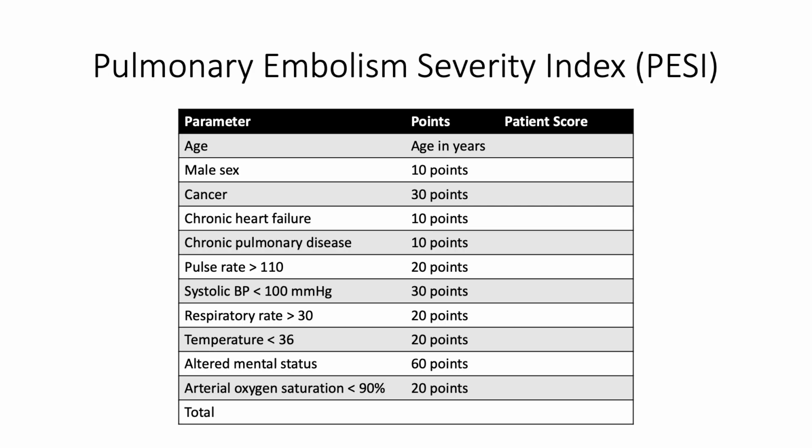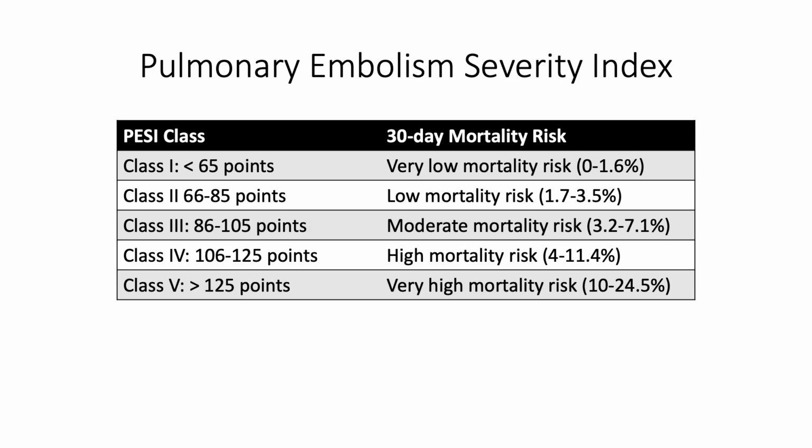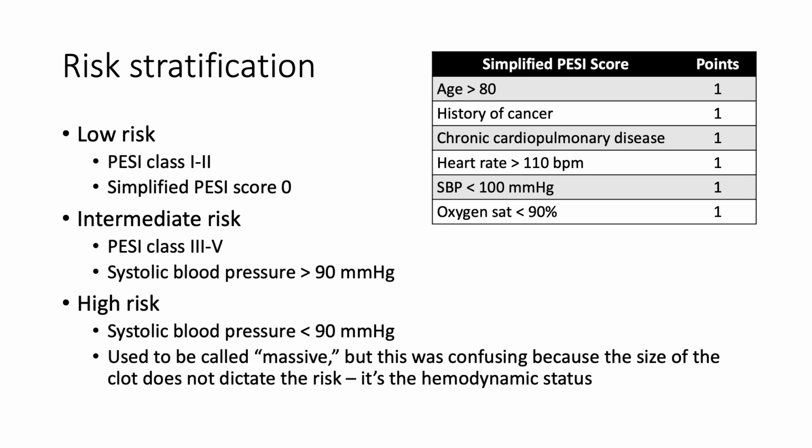Once you've diagnosed someone with a pulmonary embolism, the next step is to risk stratify them. And the first step in that is the Pulmonary Embolism Severity Index, or PESI score. You can see all the components there. Again, I don't memorize this. I just pull it up on MDCalc, and you get a score. And based on that score, you can say this is a low-risk person, they have a very low mortality risk, or this is a high-risk person, and they should probably be admitted to the hospital.